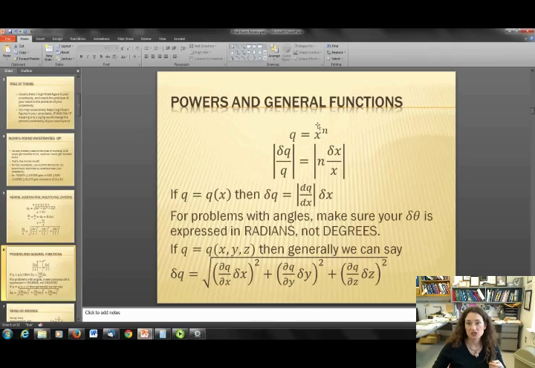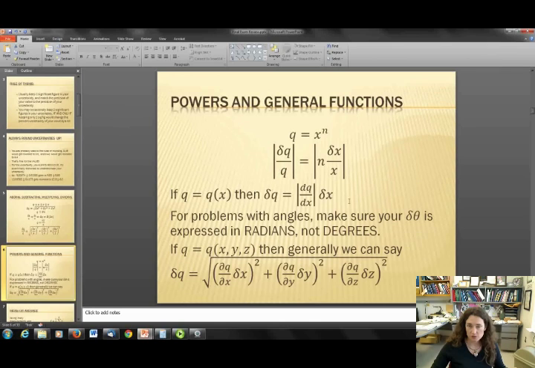If you raise something to a power, then you have to multiply that power's number times the fractional uncertainty. And then I give you the general function for a one variable function. So if q is q of x, then your uncertainty is the absolute value of the derivative of q with respect to x times the uncertainty in x. That one is actually given on the error analysis equation sheet.